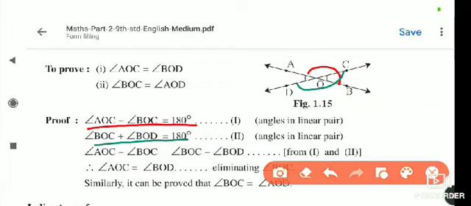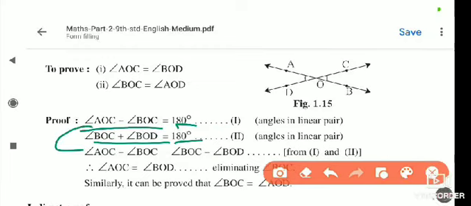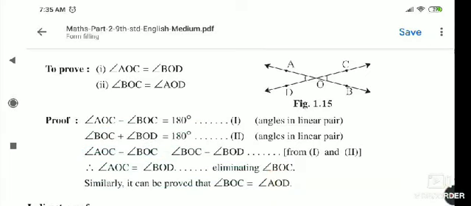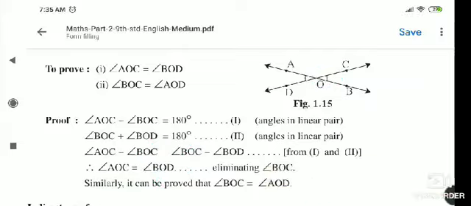Now if you see here, angle COB is common in both the pairs. So here, if we add these, both sums are 180, and if RHS is 180, then LHS is also the same. So AOC plus BOC we wrote here, and BOC plus BOD we wrote here, and the common angle gets cancelled. So what remains? AOC is congruent to BOD. So that is the first proof that we had seen.